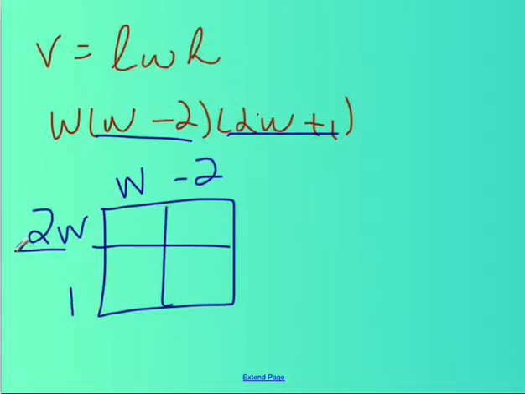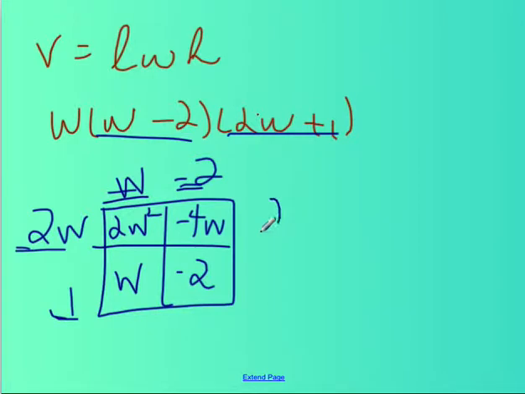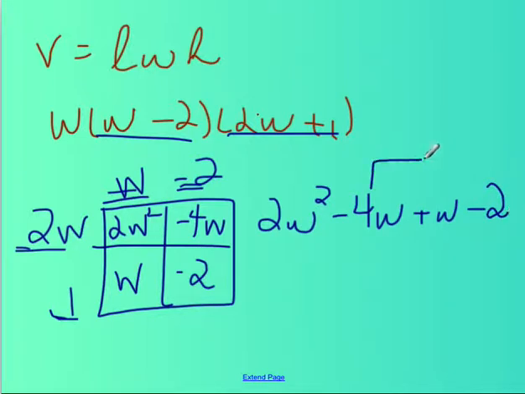So let's multiply 2W times W. That's going to give us 2W squared. 2 times a negative 2 is a negative 4, and then we'll put W. 1 times W is W. 1 times a negative 2 is a negative 2. So here I have 2W squared minus 4W plus W minus 2. So now I want to combine my like terms. So I have 2W squared, negative 4 plus 1 is a negative 3W, minus 2.